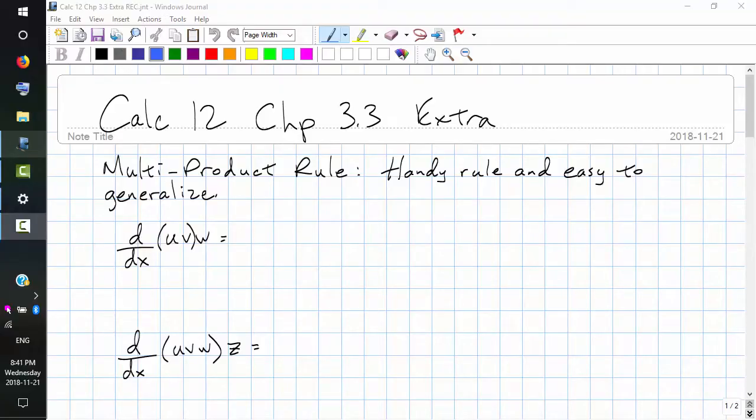This is Calculus 12, Chapter 3.3. This is an extra section on how to do some extra problems. We're going to take a look at the multi-product rule. This is a handy rule, and it's easy to generalize.